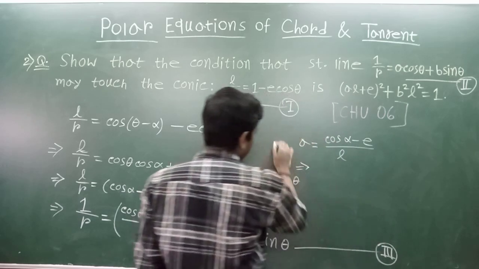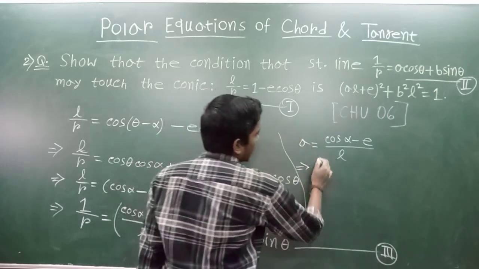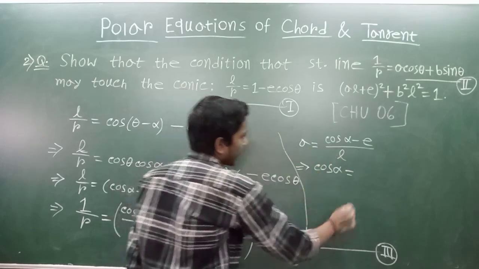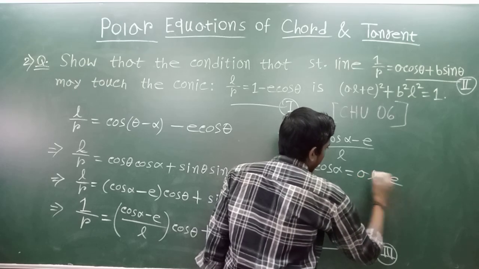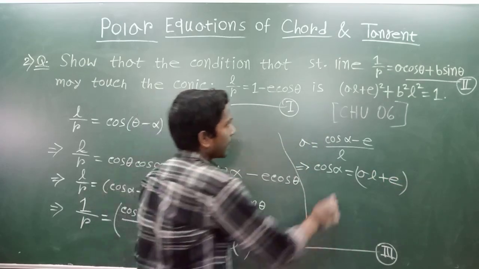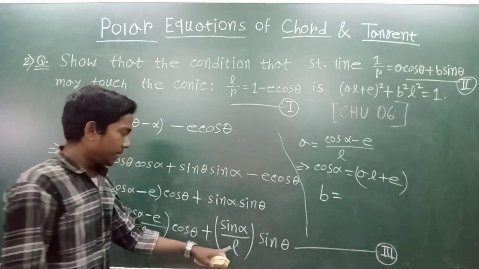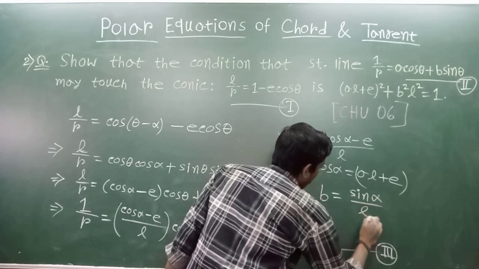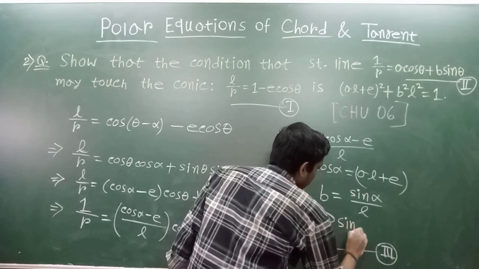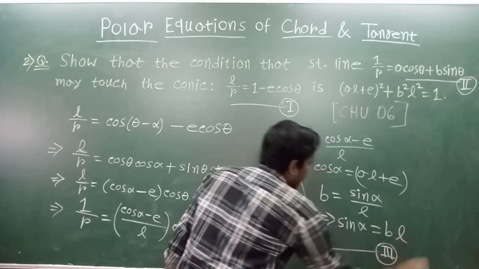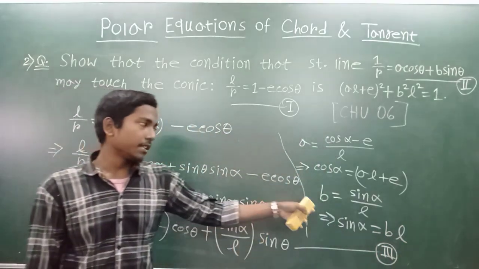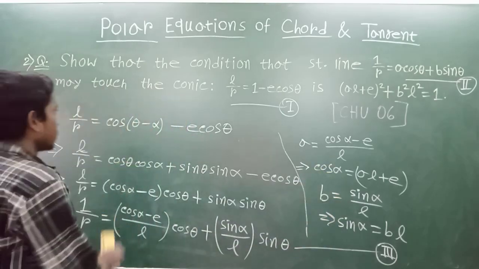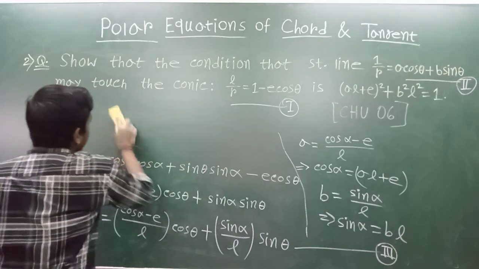Which implies cos alpha is equal to AL plus E. Okay, this is cos alpha. And similarly, B is equal to sin alpha by L, so it implies sin alpha is equal to BL. Okay. Now just eliminate alpha from these two equations. So we will square and add these equations together.